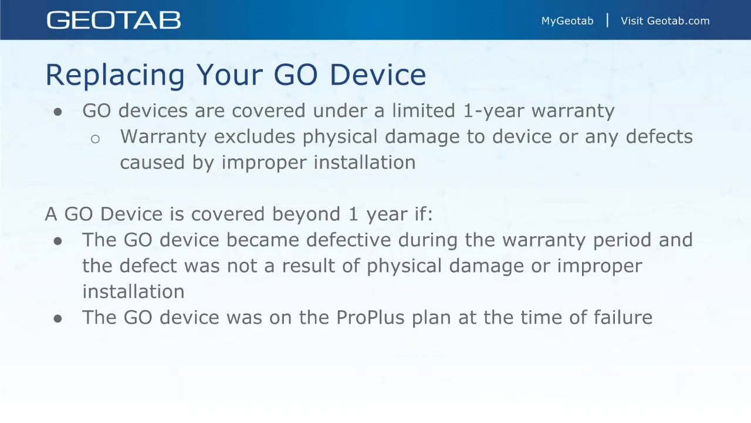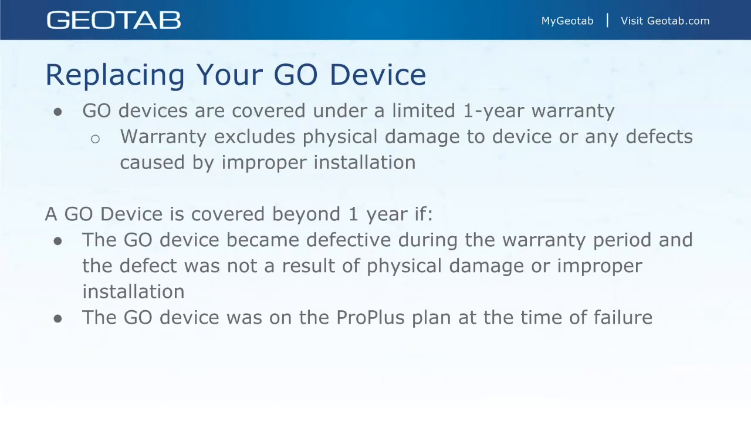Go devices are covered under a limited 1-year warranty, which is limited to manufacturer defects. The warranty excludes, that is, does not cover physical damage to the device, including water damage, or any defects caused by improper installation. If you broke part of it off or if pins are bent, that is not covered under the 1-year warranty.